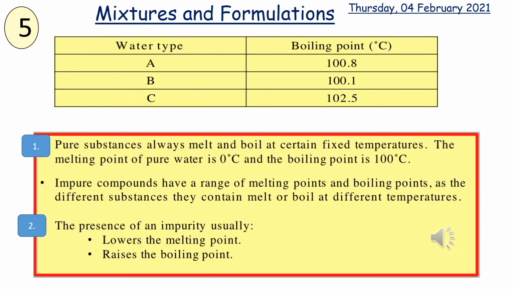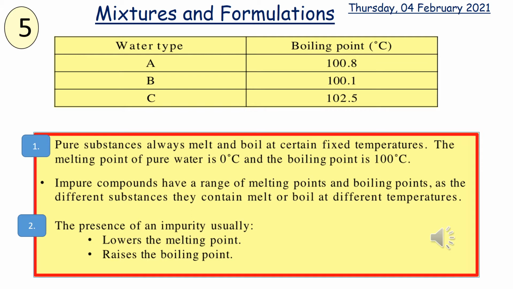Right, so the answers for your questions are listed on this slide. So for question number 1, what is the difference between these samples of water? You can obviously see that all these three different types of water have different boiling points. Pure substances always melt and boil at certain fixed temperatures. The melting point of pure water is 0 degrees Celsius and the boiling point is 100 degrees Celsius.